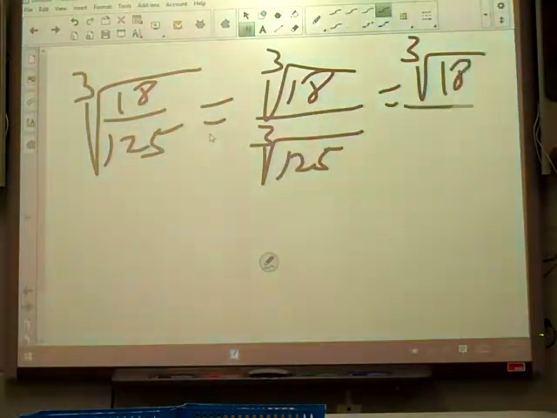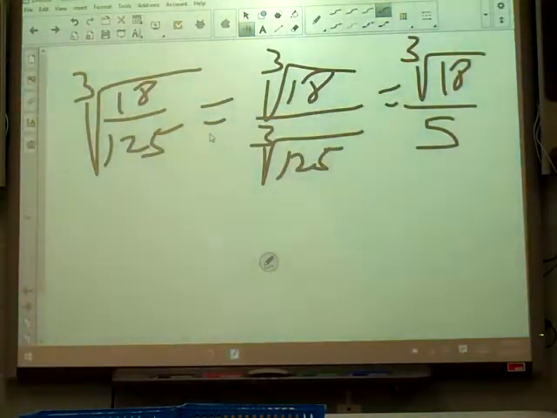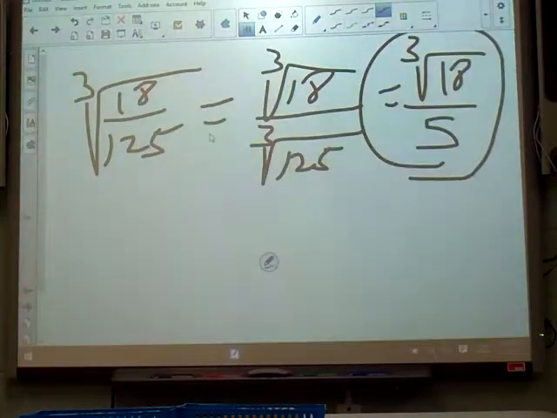What about 125? Is that a perfect cube? Yes, what is it? 5. So that'd be your answer there. Okay.